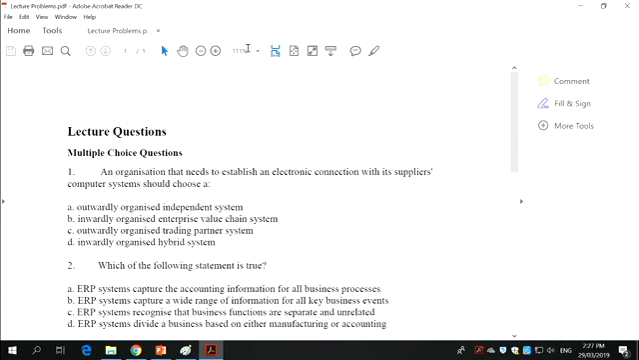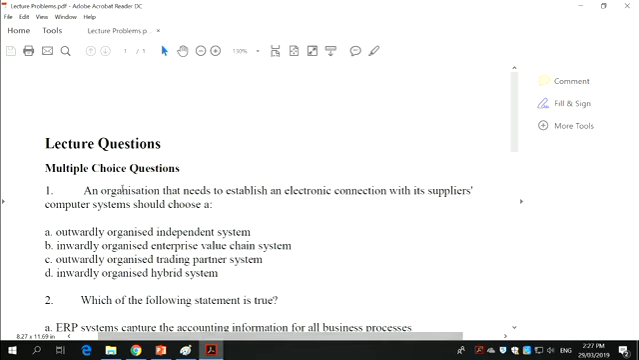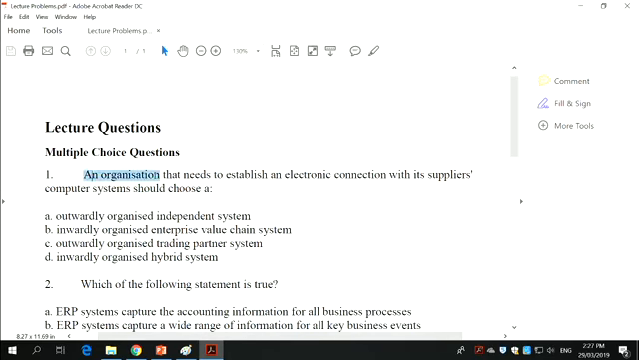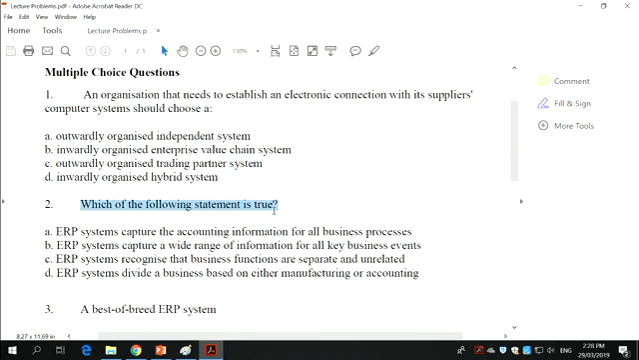So here is the question you have. An organization that needs to establish an electronic connection with its supplier computer system should choose what, do you think? The software connects the company with its outsiders. So it must be, right, C here. And second question, which of the following statements is true?